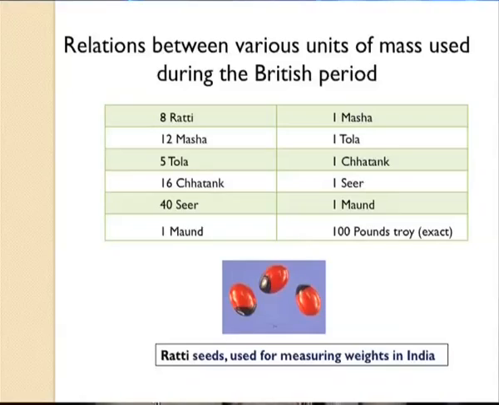Rati is a red seed whose mass is approximately 120 milligram. It was widely used by goldsmiths and by the practitioners of traditional medicine system in India. You can see the picture where it shows a relation between various units of mass used during the British period. The picture shows 3 rati seeds where 8 rati seeds is equal to 1 masha.